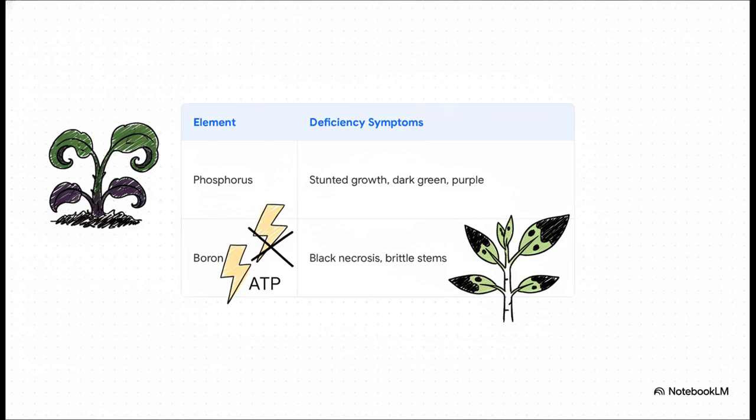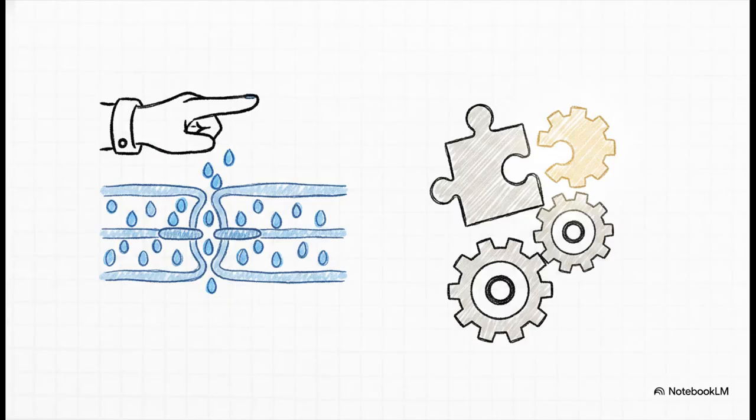chlorosis at all. On the structural side, lacking boron literally ruins cell walls. This causes stems to become brittle, and you'll see this pretty terrifying black necrosis, basically tissue death, in the young leaves and terminal buds. Next up is group 3.